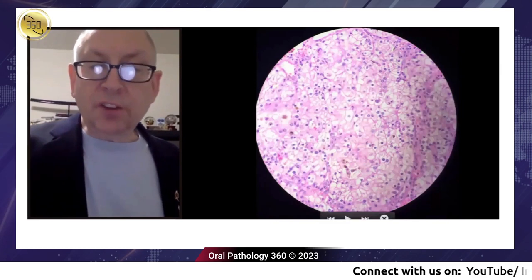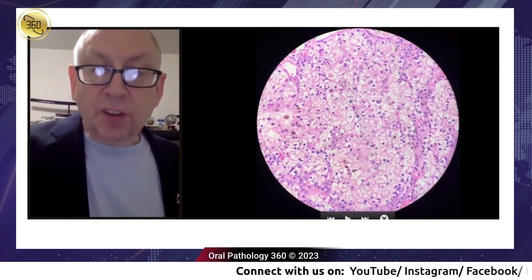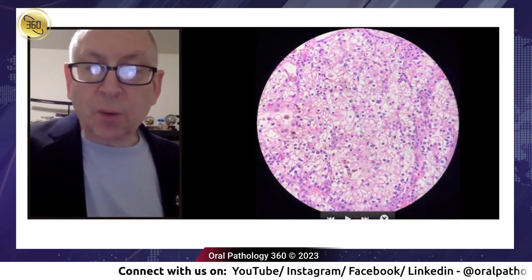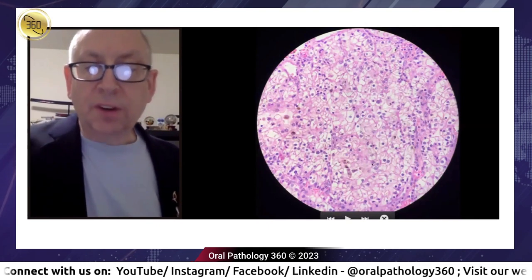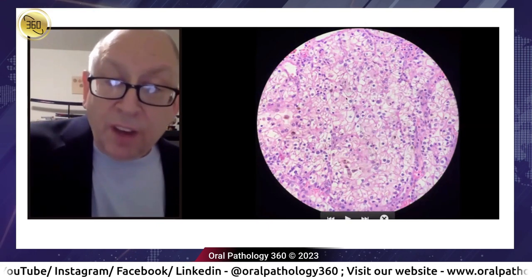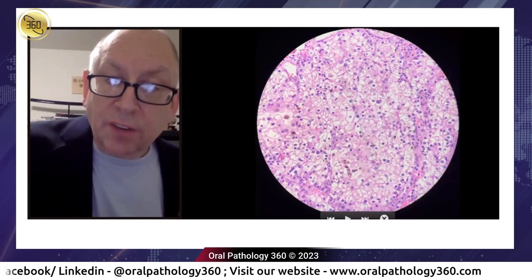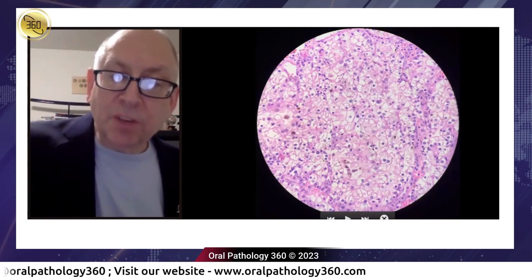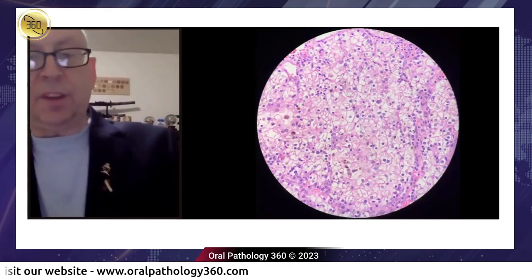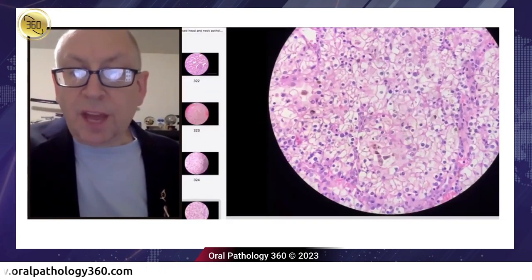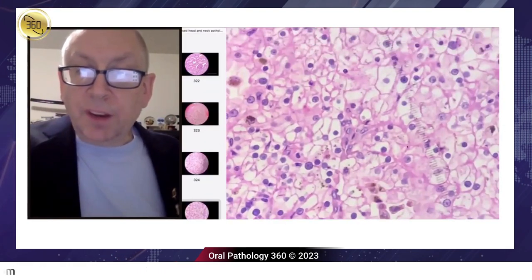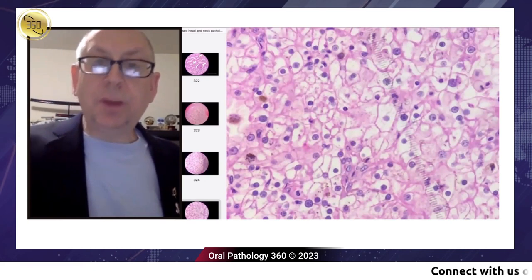So what I did here is I turned off my condenser to kind of show you what I see. I don't know what's going on here, but they're very granular, right? That's the first thing. What I'm actually doing here, if you look at this very carefully, this is my measuring device on my ocular. And you're thinking, why did I do that? What I was doing here was trying to get a sense of how big the nuclei are.